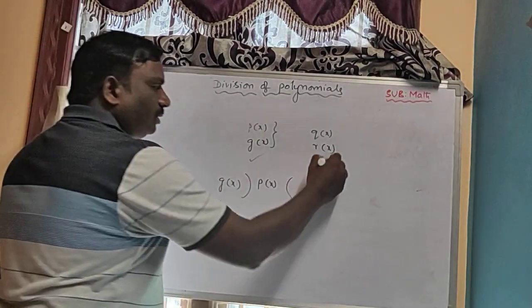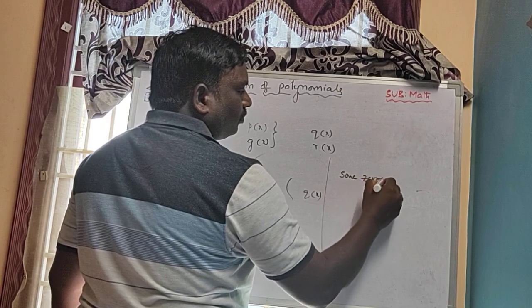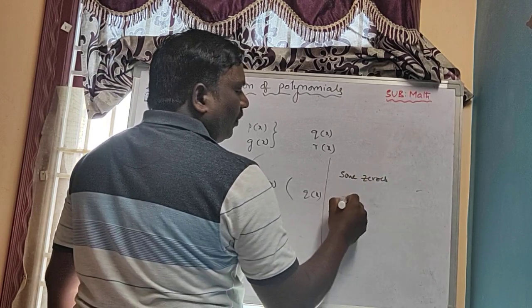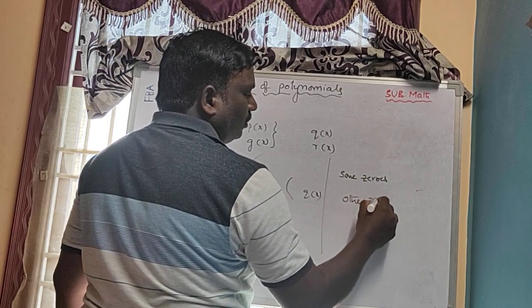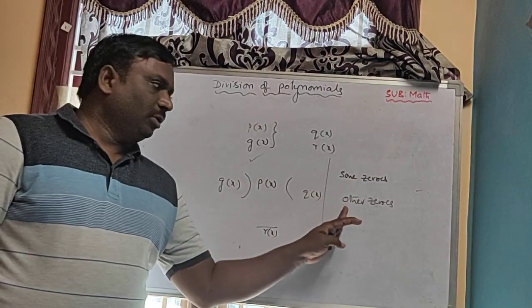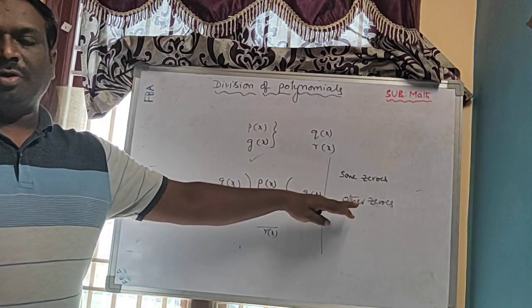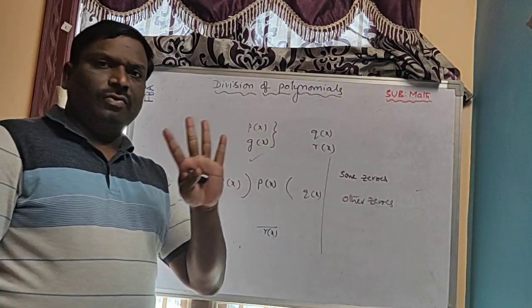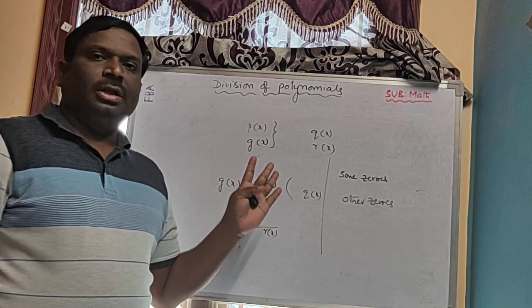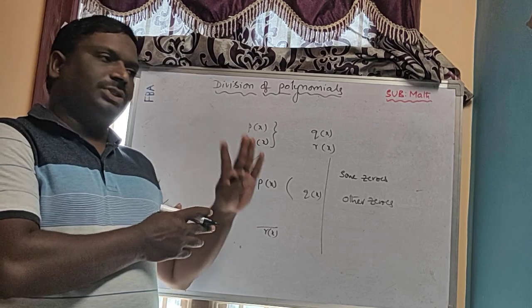And the third model is some zeros they will give and we have to find the other zeros. Some of the zeros they will give, other zeros we have to find. Suppose a biquadratic polynomial. In total how many zeros are there? There are 4 zeros for that biquadratic polynomial. According to degree we can decide the zeros. Highest degree is 4, that's why 4 zeros will come.